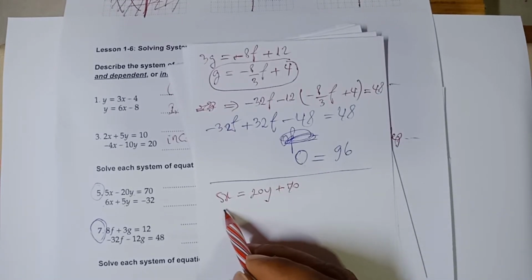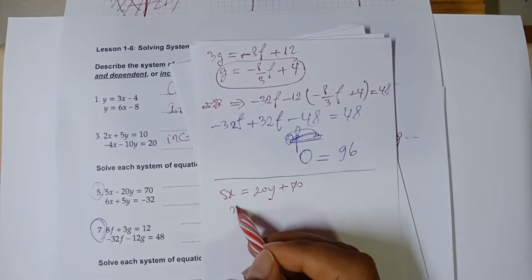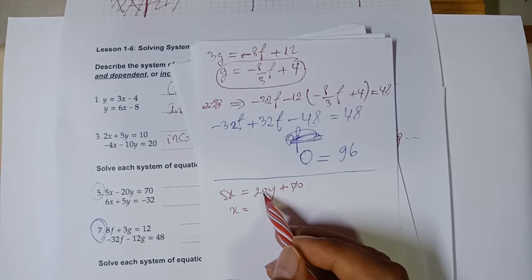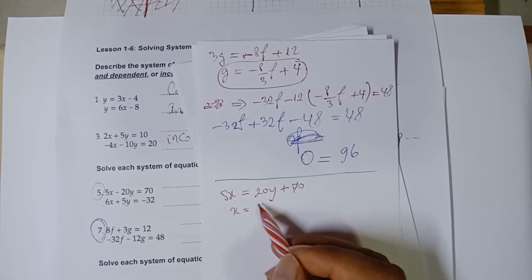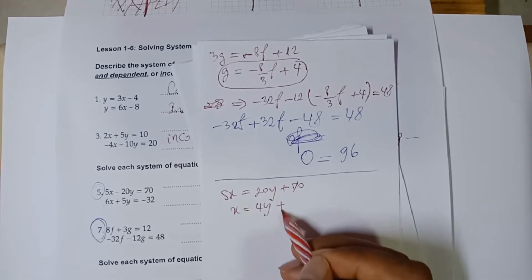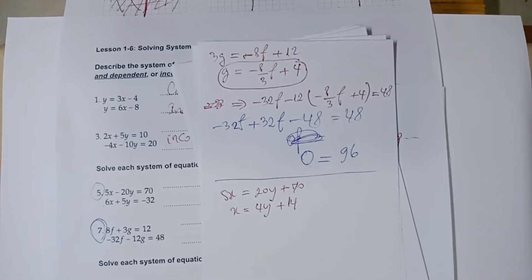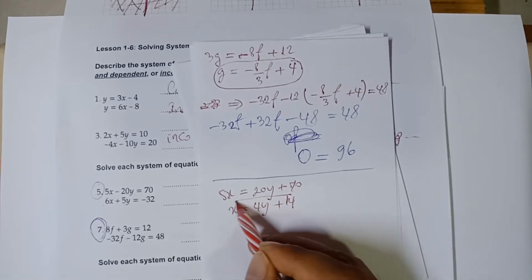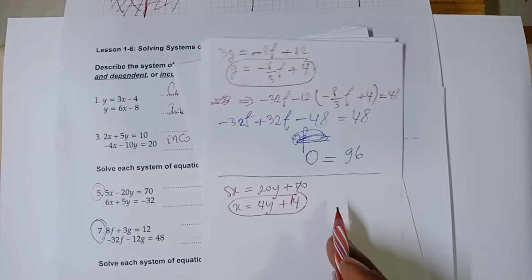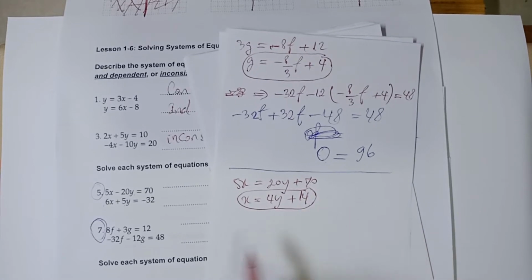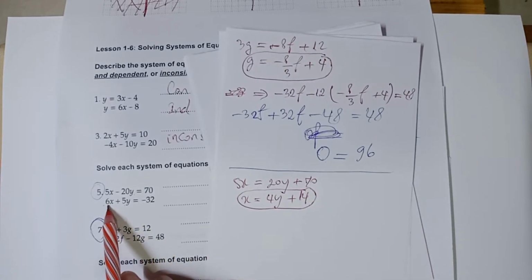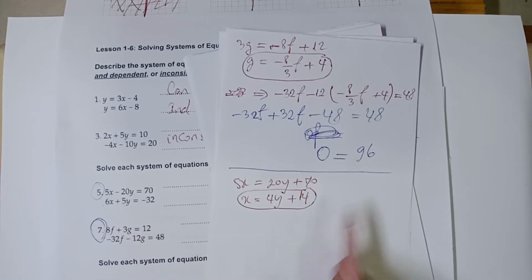When you divide both sides by 5, you have x equal to 4y plus 14. Let me check: 70 divided by 5 is 14, okay. So you will use this value of x right here to substitute in equation 2: 6x plus 5y equals negative 32.